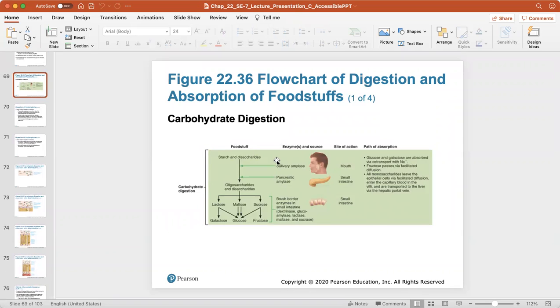So you can see here where it starts in the mouth, where salivary amylase starts the breakdown of carbohydrates. Pancreatic amylase from the pancreas further breaks down the several chained sugars. And eventually the goal in carbohydrate digestion is to break down these many chained sugars into their single sugar, whether it's galactose, glucose, or fructose, because the monomers galactose, glucose, and fructose are the only structures that can be absorbed into the bloodstream within the small intestine.